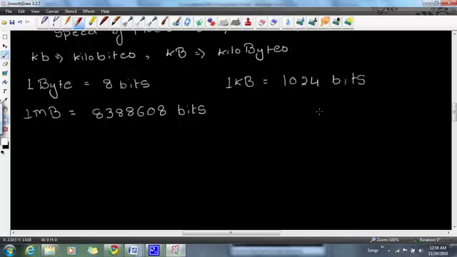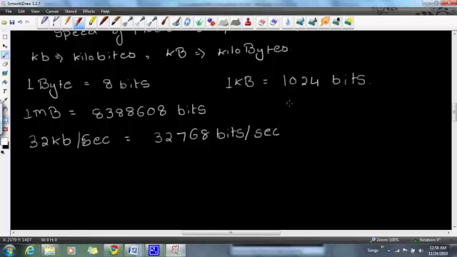I'm using here the power of 2 notations for conversion. The speed of the modem is 32 kilobits, so per second, that is. So now if we want to express it in terms of bits, we can say that the speed of download is 32,768 bits per second. So now, since we have our given data in the same unit, the problem essentially gets reduced to a simple division problem.